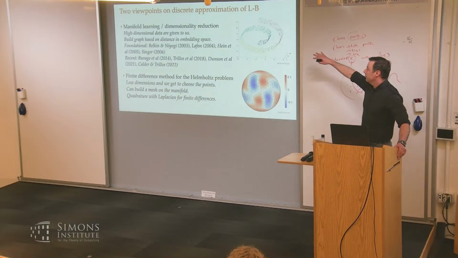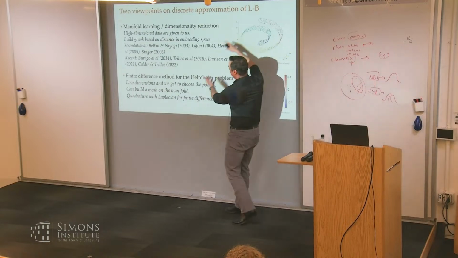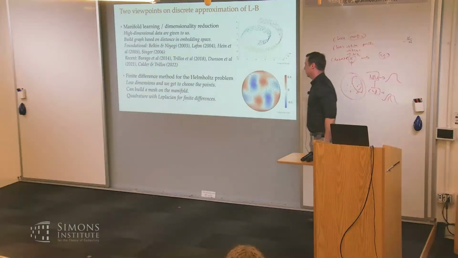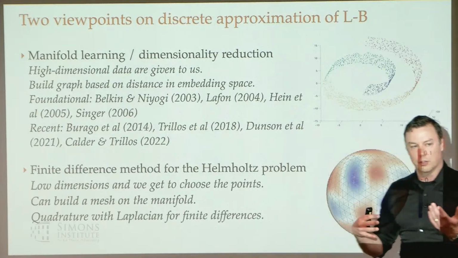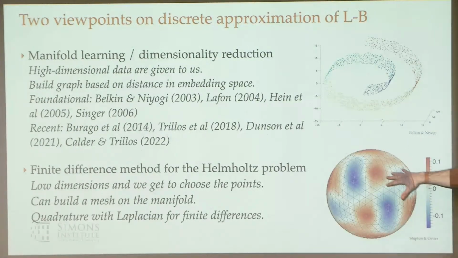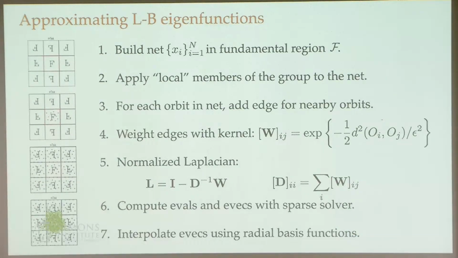What's also interesting is that there's an equivalent algorithm from more conventional computational mechanics and applied math, where we use a finite difference method to solve the Helmholtz problem. It's different because now we're not given data. We're living in low dimensions. We have some manifold and we put down points, building some mesh. But fundamentally we're still solving the same kind of problem. It's fun that these ideas appear in a couple of different ways, and what we're doing here is just using them to represent these neat eigenfunctions.